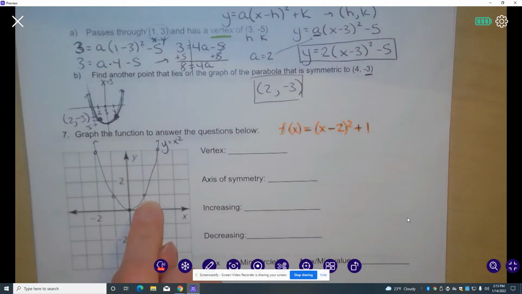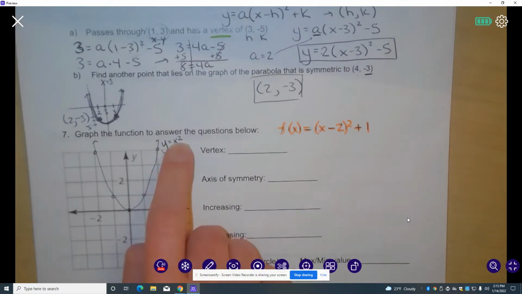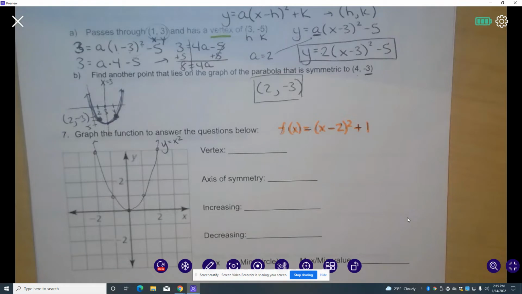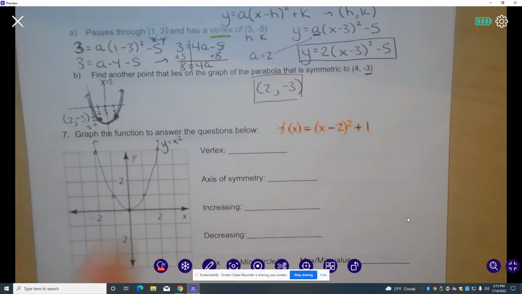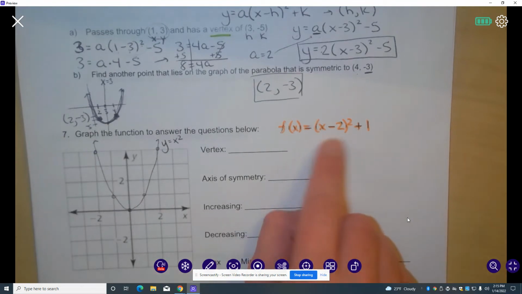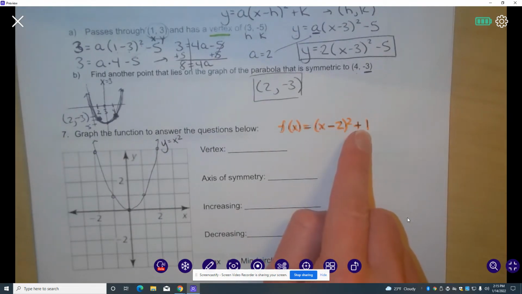Y equals x squared, right? 0, 0 is on the graph. 1, 1 is on the graph because 1 squared is 1. Negative 1, 1 is on the graph because negative 1 squared is 1. 2, 4 is on the graph because 2 squared is 4, and so on. So it might help to think about where this parent function is, because remember, we can think about this as a transformation of the parent function.